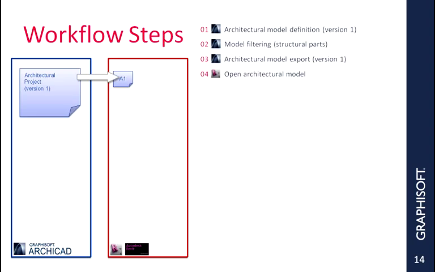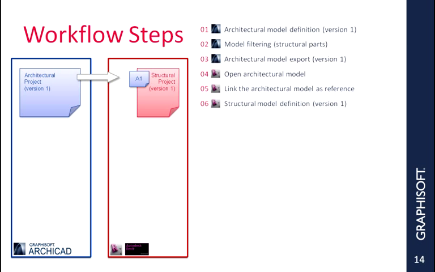4. Engineers receive the architectural model and open it as a separate Revit Structure model. Of course, more filtering can be done for the imported entire model, if it is requested. 5. Engineers link the architectural model to their structural project as a reference. 6. Engineers define the structural model and its details based on the referenced architectural model. They can also generate analytical models for analysis applications.